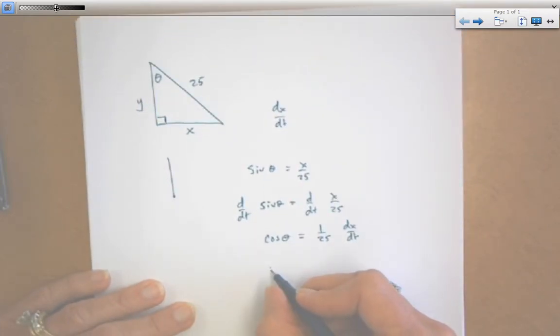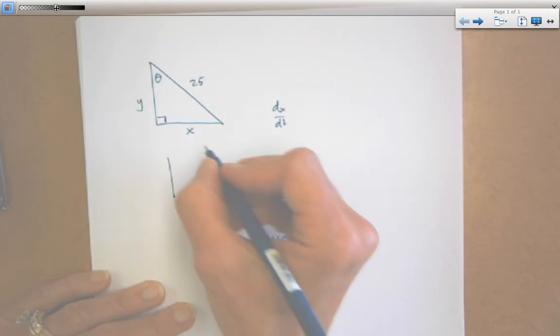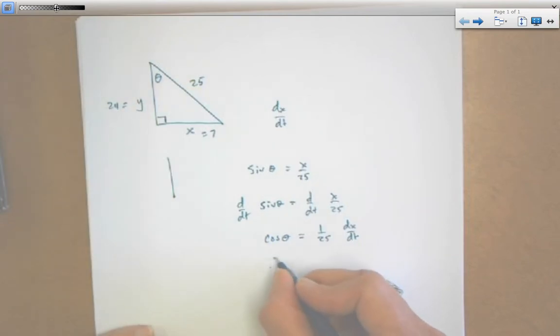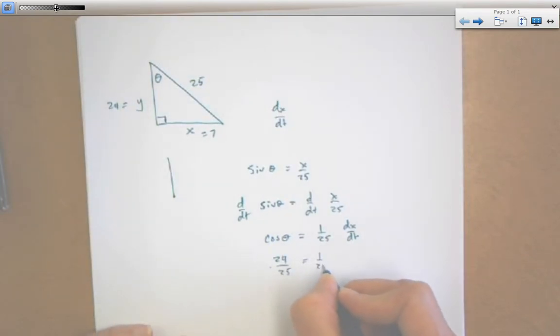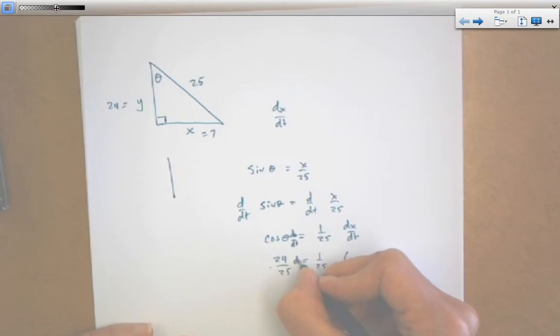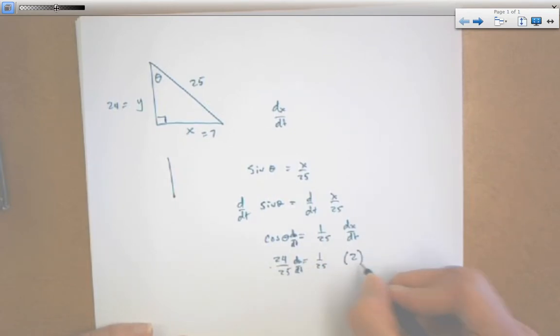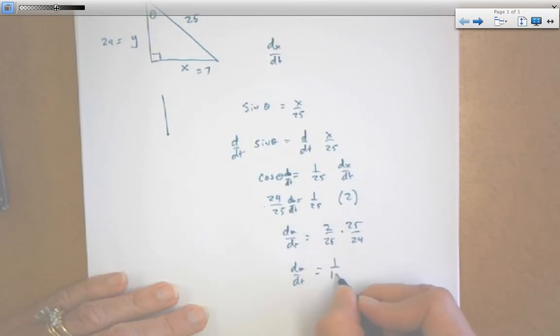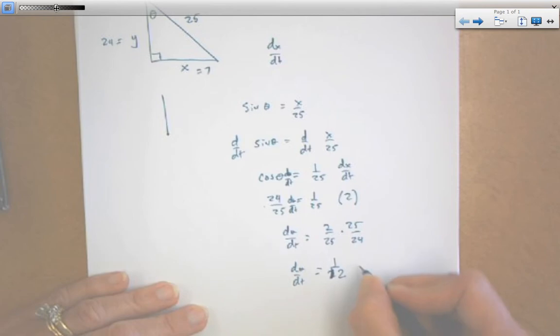And so the cosine of theta, let's just go ahead and write it in terms of this problem right here. When x is 7 and this is 24, cosine of theta would be 24 over 25. And dx/dt, oh, I forgot my d theta/dt right here, sorry. And dx/dt, we know it's 2. So the angle is changing at 2 over 25 times 25 over 24. And simplifying that expression, the 25's drop out and we get 2 over 24, which is 1 over 12 radians per second.